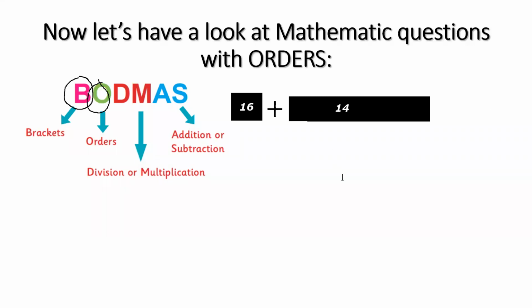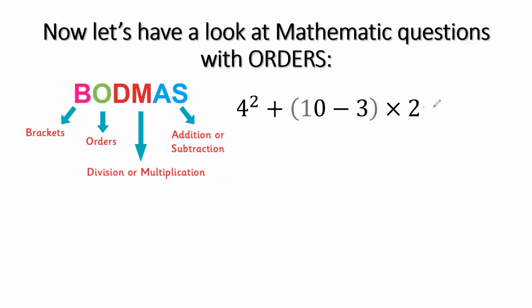Okay, now what am I left with? I'm left with 16 plus 14. I've only got one operation, it's add. So I just solve it the way it is, 16 plus 14, which gives me 30. So let's look back at how the question looked at the start. That's my answer now. My answer is 4 squared plus 10 subtract 3 multiplied by 2 is 30. Okay, so I'm going to do it once more, and then there's some questions for you to do.